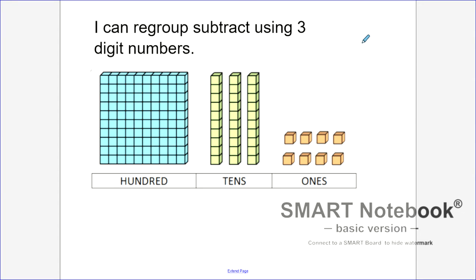Hello, second grade. Today we're going to continue on with regrouping when we subtract using three-digit numbers. As in previous lessons, we are going to show our work with the place value model.